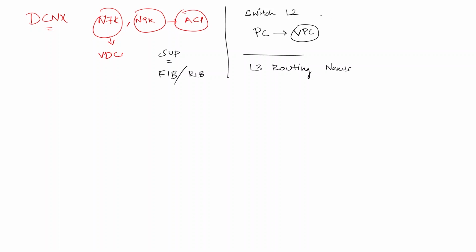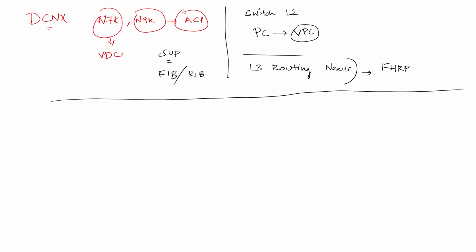So we will start from layer 2, we will gradually move towards layer 3, and once we have understood layer 3, we will learn about the FHRP to protect your gateway and to provide redundancy. So having got a very good understanding of the Nexus switch hardware and its layer 2 and layer 3 functioning, that's when we will step into VXLAN.